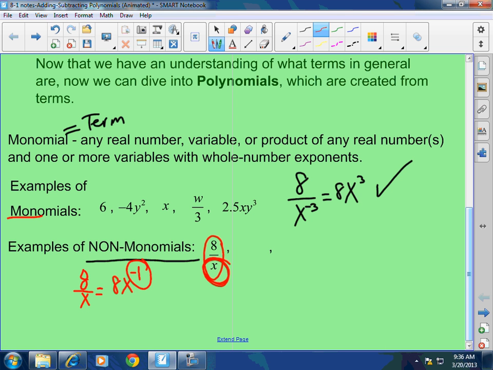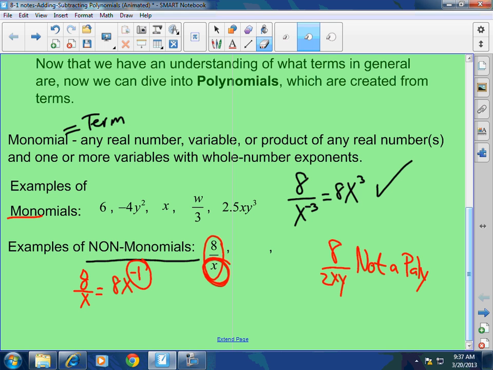You had a question, sir? Yeah. What about if the x was like a 2x? Even if it was a 2x, if it's in the denominator, 8 over 2xy, not a polynomial. Not a polynomial at all. If I have a variable, 1 or 2 or 50 million, if I have a variable with a positive exponent in the denominator, it is not a polynomial. Okay? Does that make sense so far?